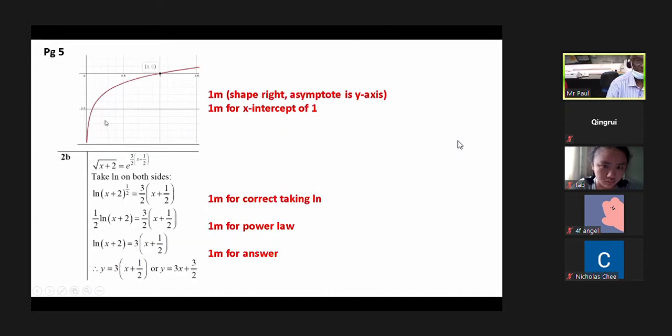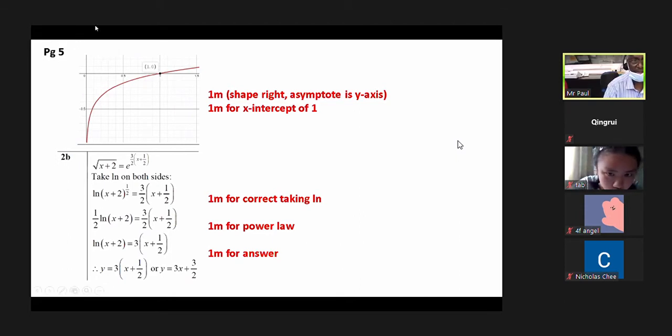Okay, second question. You all have your question paper with you. So if you look at the second question, your shape must be correct. Correct shape, you get 1 mark. Then your asymptote, it cannot touch the axis. If it touches the axis, we deduct marks. But so far, I did not have this problem with any student.